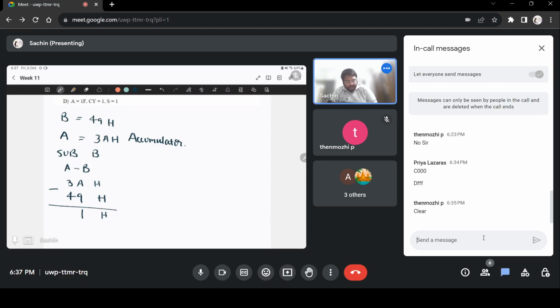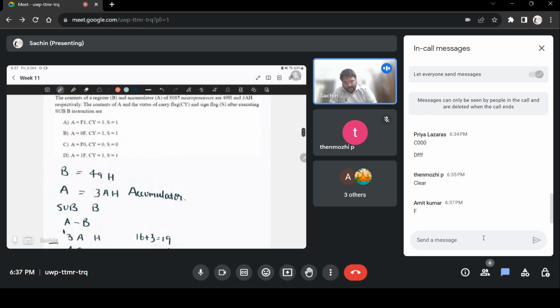3 minus 4. 3 is smaller than 4. So you can't directly subtract 4. What you have to do is borrow 1 from the next number and carry that to this 3. But in hexadecimal, if you borrow 1, what does it mean? You're actually borrowing 16. So when you borrow 1, that number is 16 plus 3, which is 19. You're subtracting 4 from that, which is 15. 15 is F. Yeah, F1 in hexadecimal.